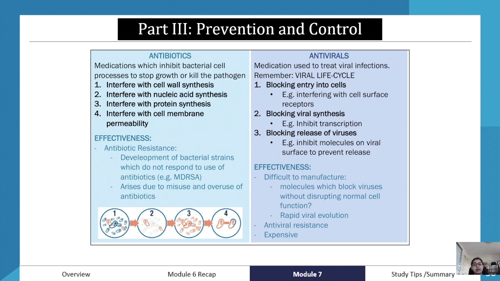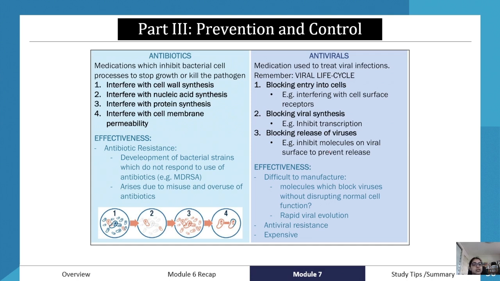So antibiotic resistance is the development of bacterial strains which do not respond to the use of antibiotics. There are bacterial strains that adapt to the antibiotic and stop responding to it. That is what happened with malaria, and this arises due to misuse and overuse of antibiotics. So if you ever have a sore throat or a cough, you would not be given an antibiotic unless it gets really bad. That is an example of that.